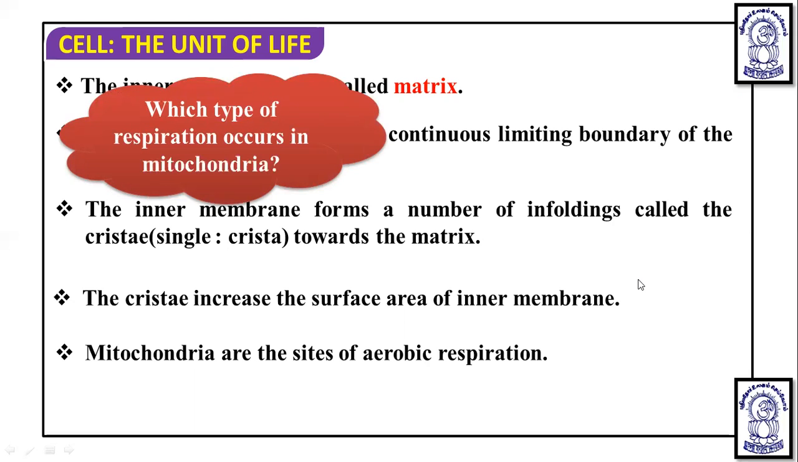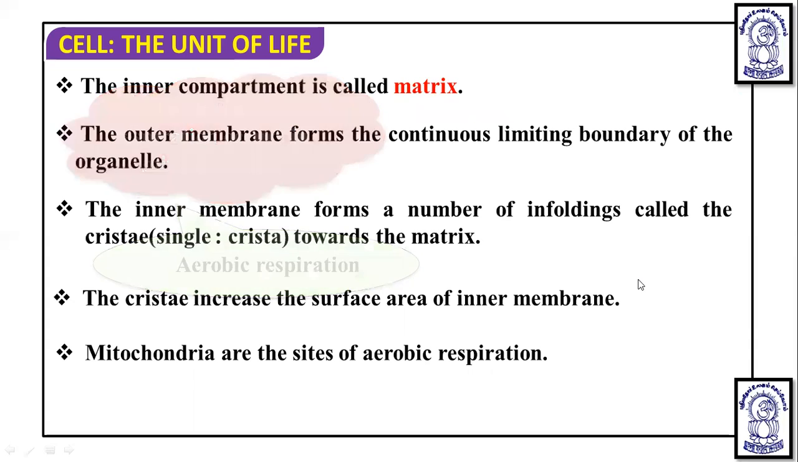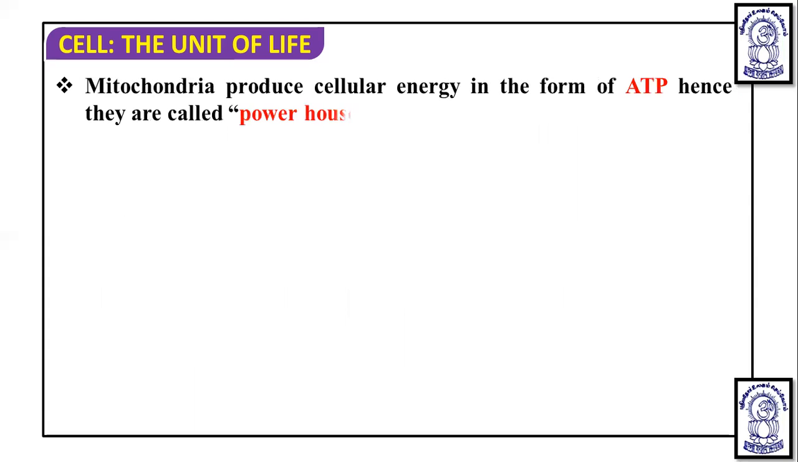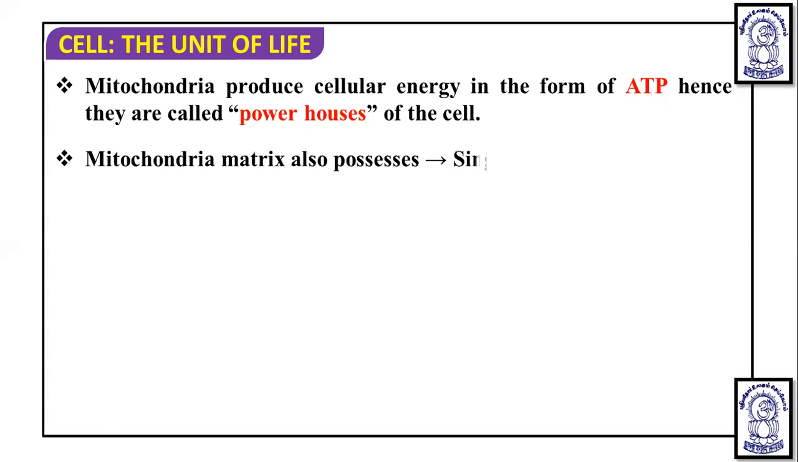Which type of respiration occurs in mitochondria? That question can be asked. We remember aerobic respiration. Mitochondria produce cellular energy in the form of ATP. The F1 F0 particle in the diagram is involved in ATP synthesis, and due to this mechanism, mitochondria is also known as the powerhouse of the cell.